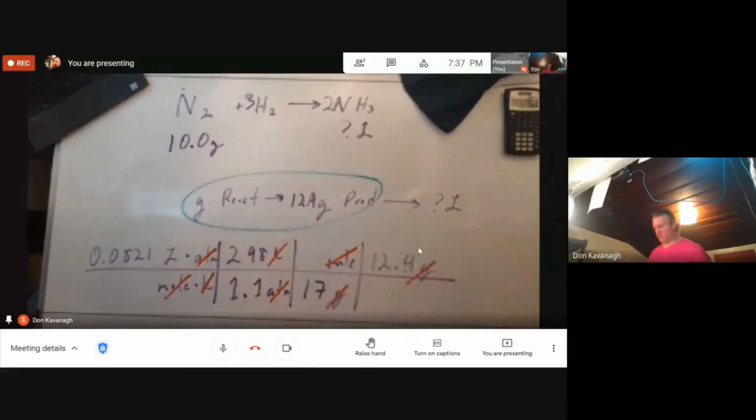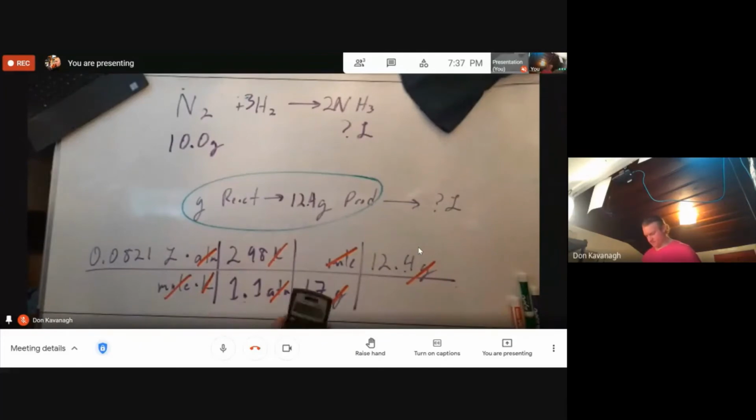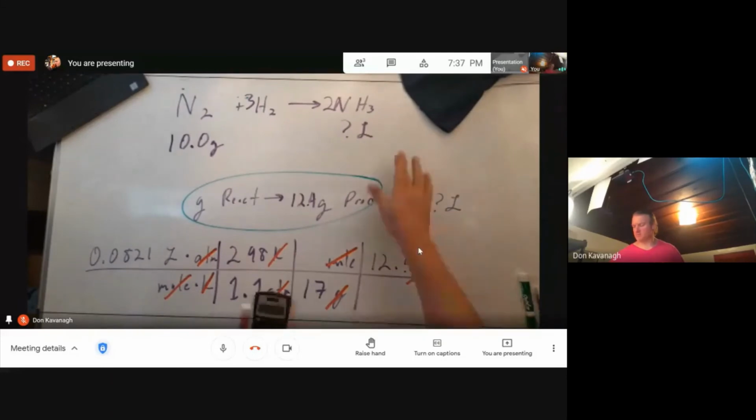So now it's a matter of calculating it. I'm getting 16.22 liters as the volume that gas is going to take up.